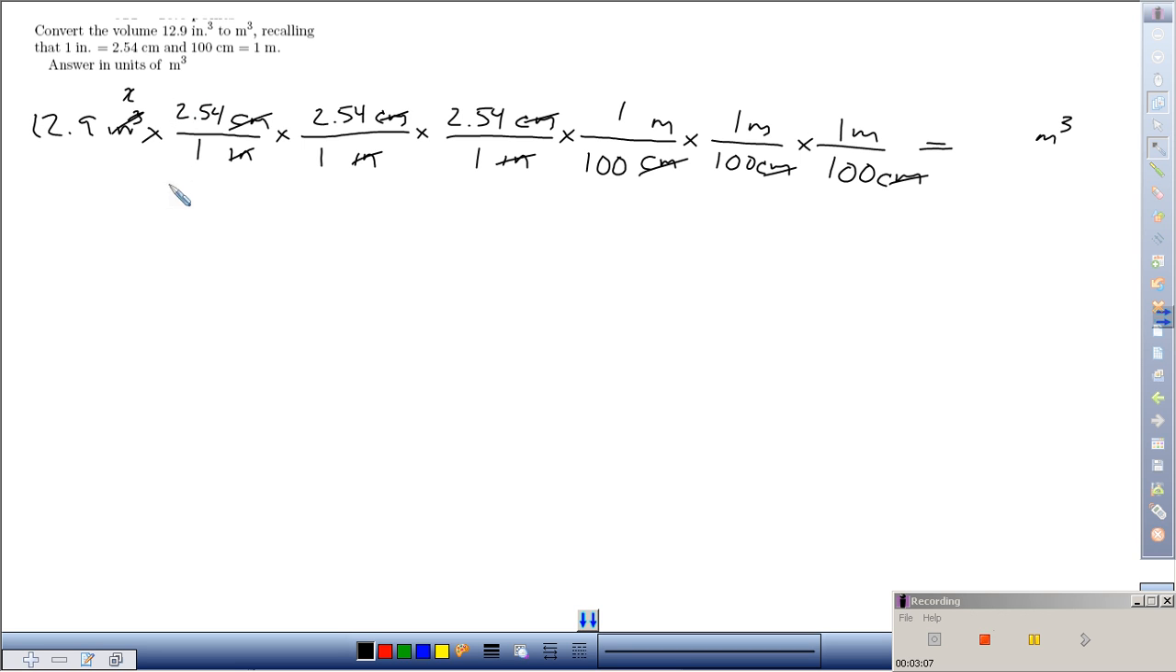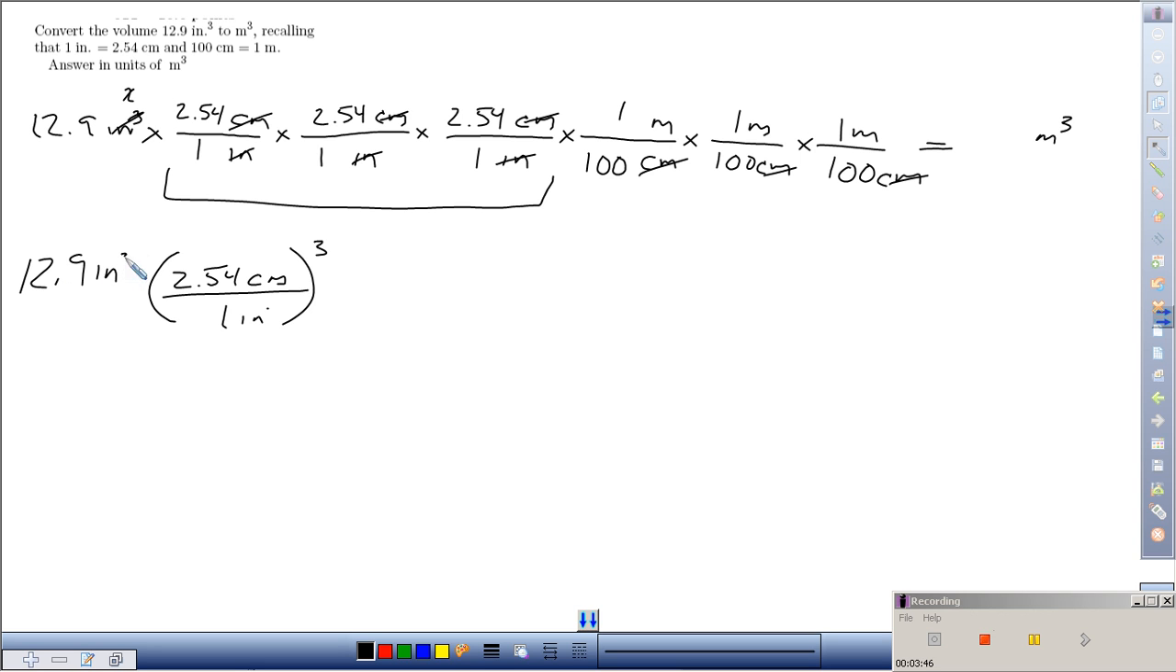Now, if you're paying attention here, you'll see that this whole bit here could also be written as 2.54 centimeters over 1 inch, and that whole thing cubed. So I could have 12.9 inches cubed times this factor, times, and then these 3 would all combine into 1 meter over 100 centimeters, and that whole thing cubed. So if you feel comfortable doing this math in your calculator, it would be 12.9 times 2.54 cubed divided by 100 cubed will give you the same answer in meters cubed.